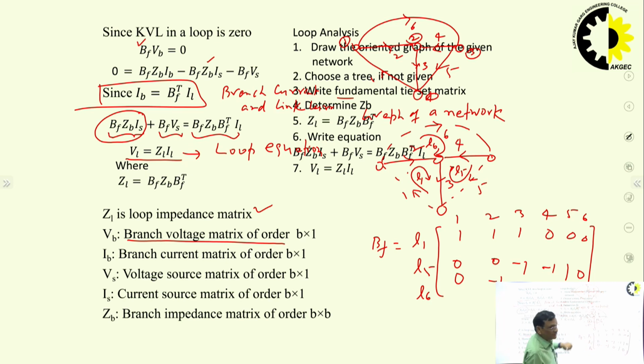Now determine ZB, so write the ZB impedance matrix of the network. Then we can find ZL equals BF ZB BF transpose. 3 matrices we have obtained. Then write the equations. So these are the 6 steps, very systematic. Draw the oriented graph of the network, take a tree, write the fundamental tie-set matrix, write the ZB impedance matrix of the network, multiply all these three matrices and we get the loop equations.